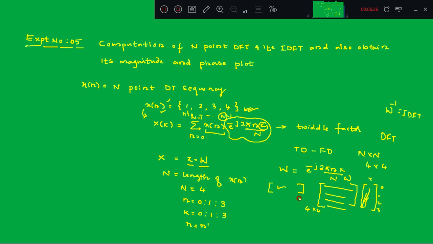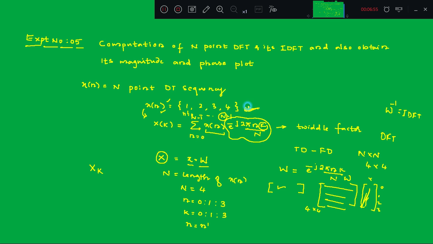So by doing like this, you will get capital X, and this capital X is known as the DFT, which I denoted by X of k. So this is how we calculate the DFT of any sequence x of n. Understood? So what is the procedure?